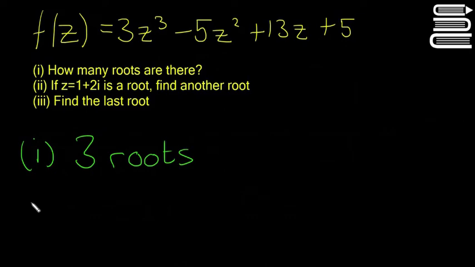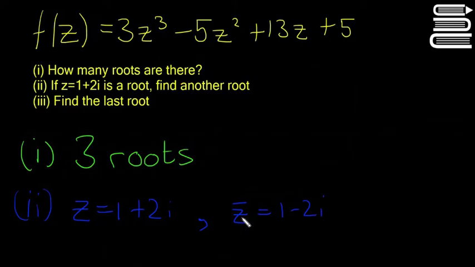Question 2 then. If z is equal to 1 plus 2i as a root, find another root. So if z is equal to 1 plus 2i is a root, we know that z bar is equal to 1 minus 2i. This is the conjugate. So this is the conjugate root theorem. We know that if 1 plus 2i is a root, then 1 minus 2i has to also be a root, as long as all of these are real coefficients. So they are. There's no i anywhere here. They're all numbers. So we're good for that.